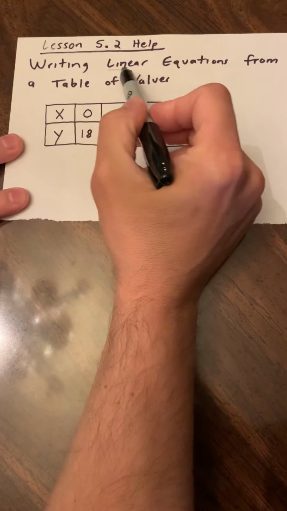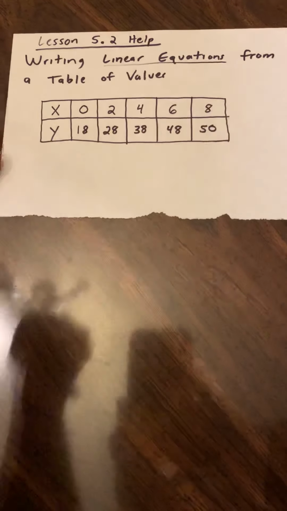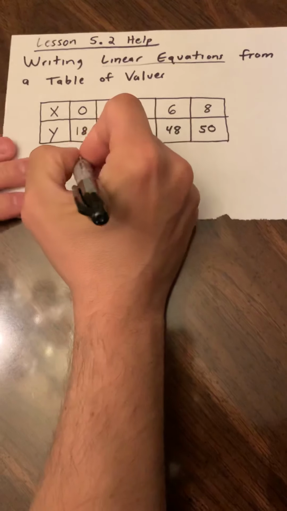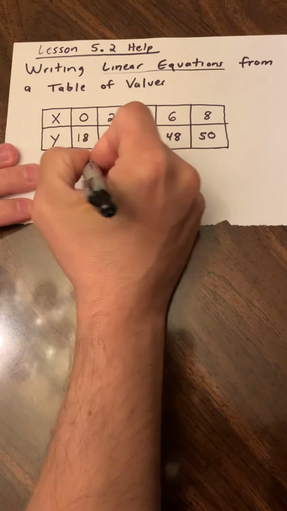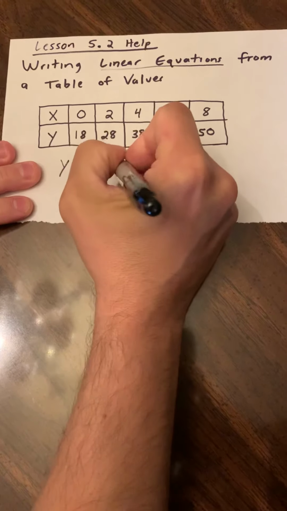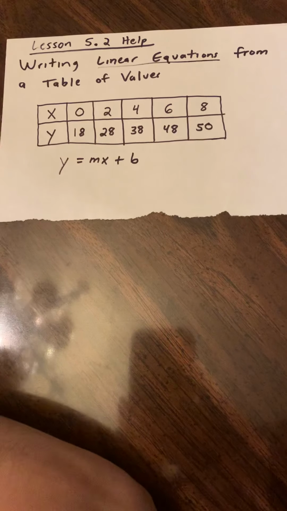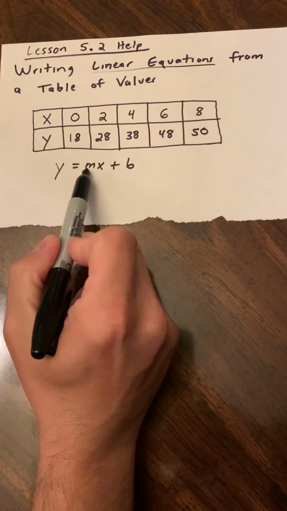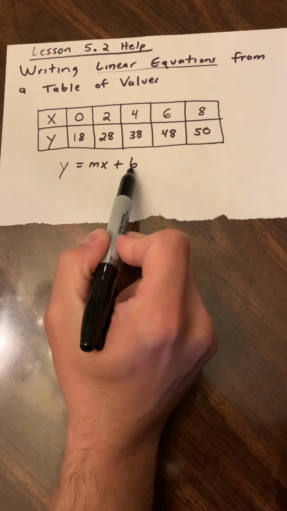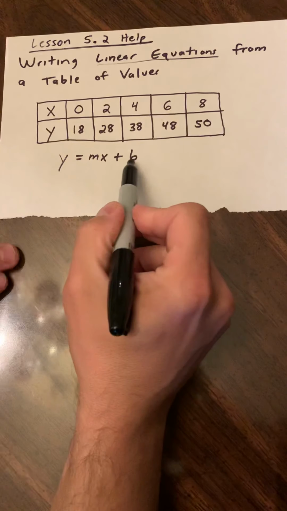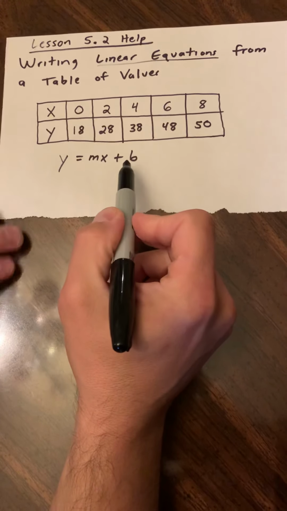So again, you're being asked to write a linear equation. As soon as you see that, write a linear equation. Boom, y equals mx plus b. So again, you need to be able to figure out what is my slope m and my y-intercept b. I'm going to start with the y-intercept. That's usually easier to find.